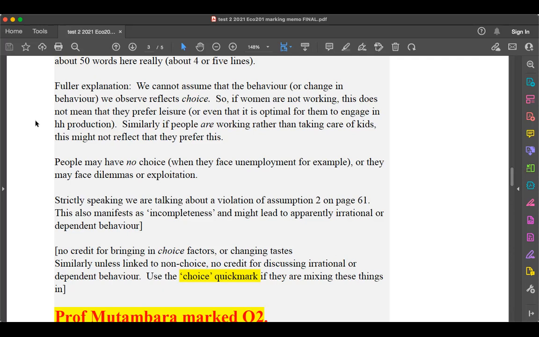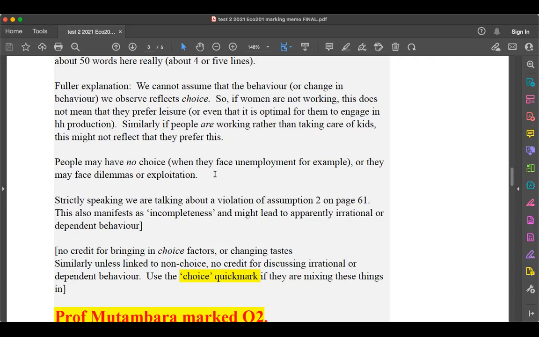So if people are working rather than taking care of kids, this might not reflect that they prefer this. So there's a lack of preference, and this is where you get your fuller explanation. People may have no choice when they face unemployment, or they may face dilemmas or exploitation. So you also need to contextualize: if I was in this position, where would I be, based on the country that I'm in and the context that I'm facing?